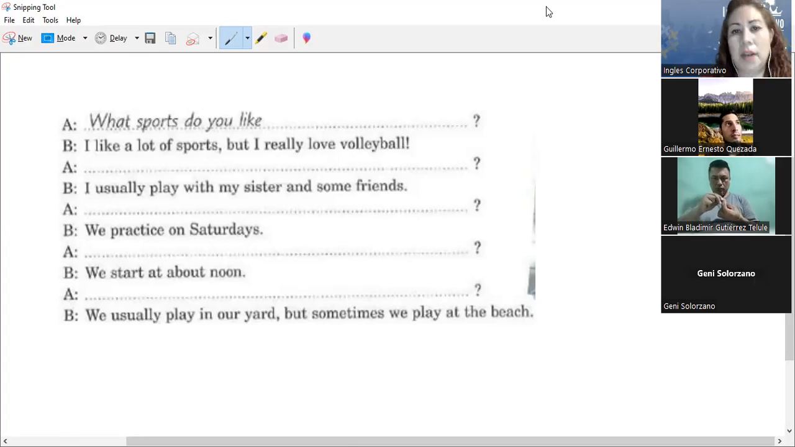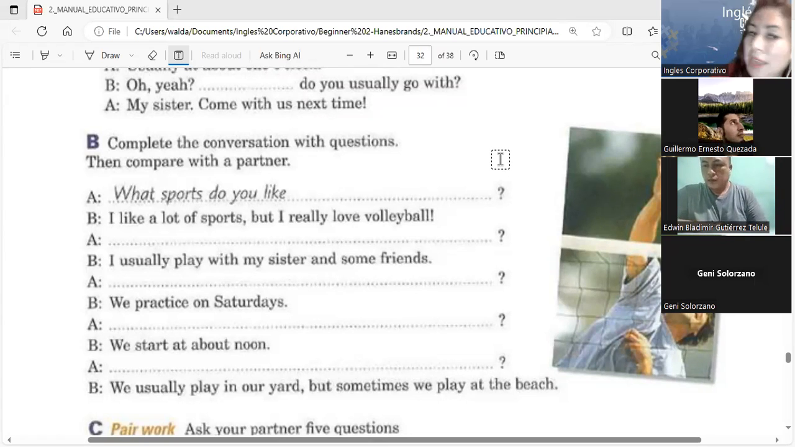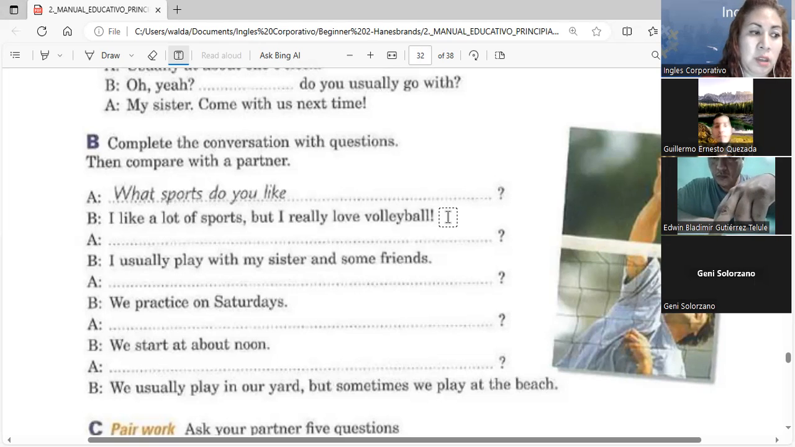Okay, we're going to continue then. So now we're going to look at this exercise. You're making questions and the answers of the questions are here. So for example, what sports do you like? I like a lot of sports, but I really love volleyball. Okay, so you're going to make questions right now. Any questions about this? Okay, so I'm going to send you in the WhatsApp group this activity so you can do it. I'll give you some time right now to work on that.